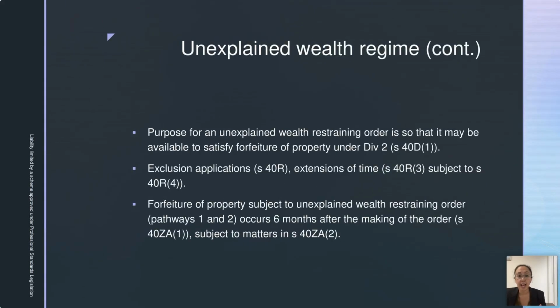So the purpose of an unexplained wealth restraining order is so that it may be available to satisfy forfeiture. And forfeiture occurs somewhat automatically, similar to the charge and the conviction-based regime, subject to certain preconditions, of course, 6 months after the making of the order. And so one of those preconditions might be if there is an exclusion application still on foot and being litigated, that would probably stop forfeiture. So that occurs automatically. No further step needs to be taken.